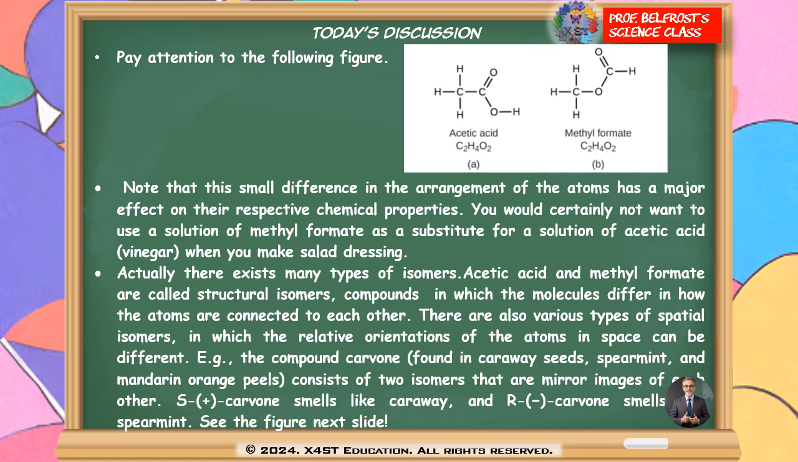Actually, there exist many types of isomers. Acetic acid and methyl formate, which were discussed before, are called structural isomers, compounds whose molecules differ in how the atoms are connected to each other. There is another type, called spatial isomers, in which the relative orientation of the atoms in space can be different. For example, the compound carvone, found in caraway, spearmint, and mandarin orange peels, consists of two isomers that are mirror images of each other. S-plus-carvone smells like caraway, and R-minus-carvone smells like spearmint. See the figure below. Ta-da!